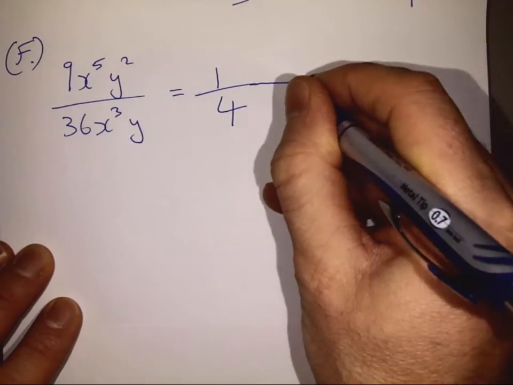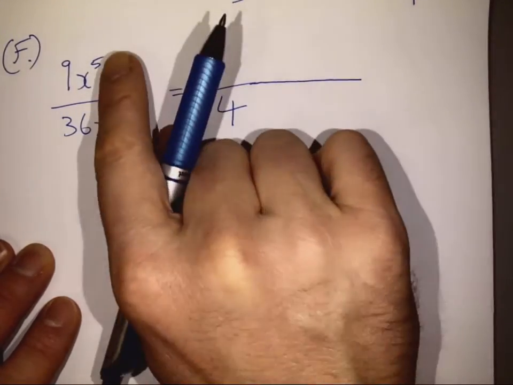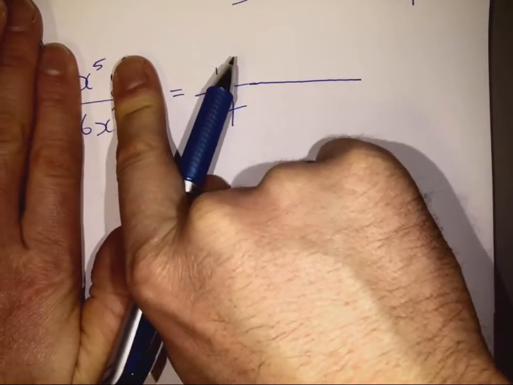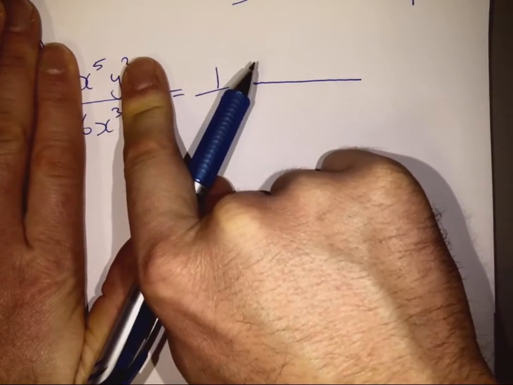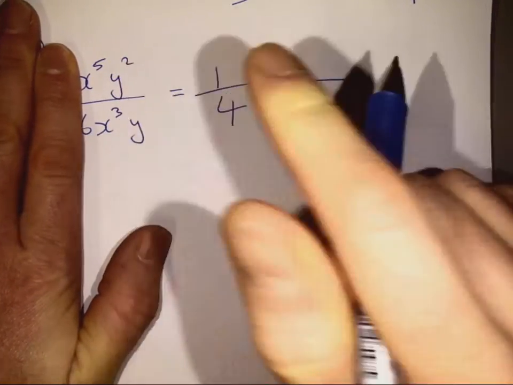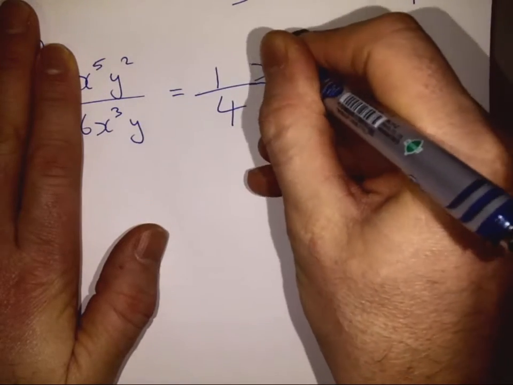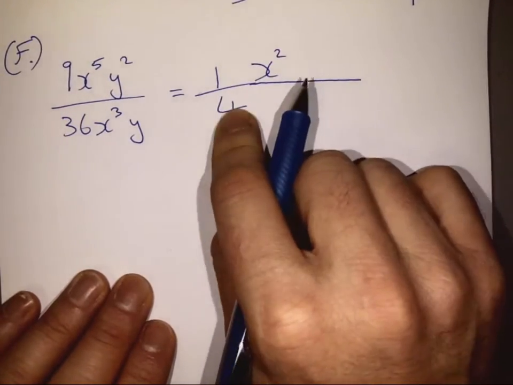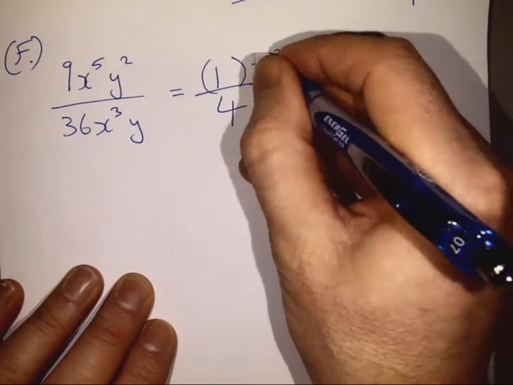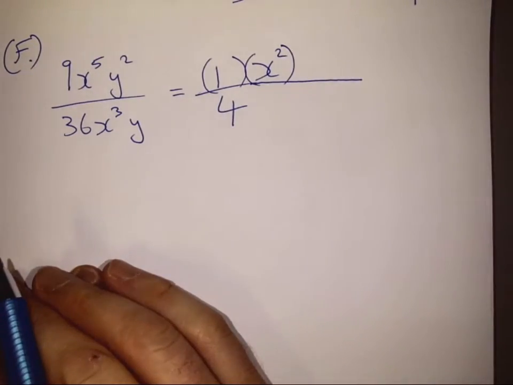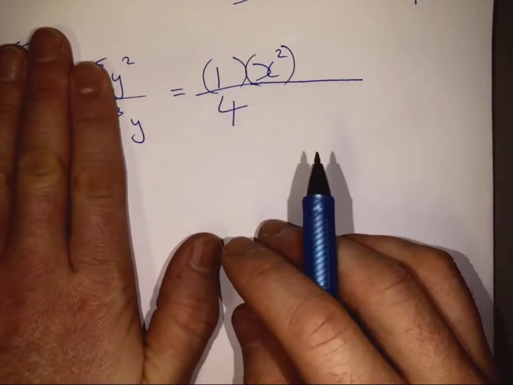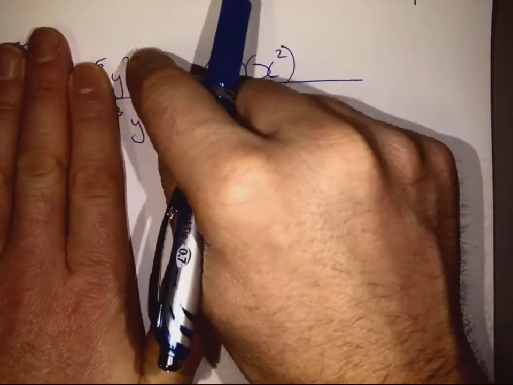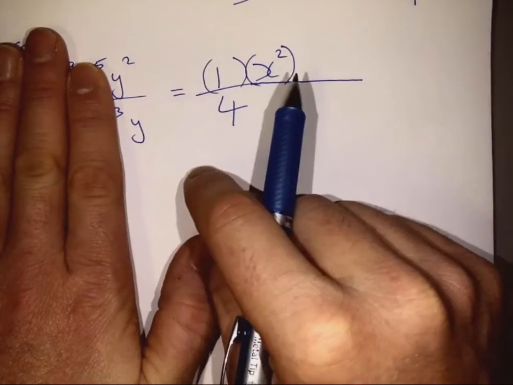And we can draw out this line here, and the x's, x to the power of 5 divided by x to the power of 3, subtract, we get x to the power of 2 on top. So we have 1 times x to the power of 2 over 4. So we put brackets around these if we like. And now we just have the y's to deal with. 2 minus 1, dividing here, we'd subtract the powers, and we get y on top. So we could write that as x squared y all over 4.